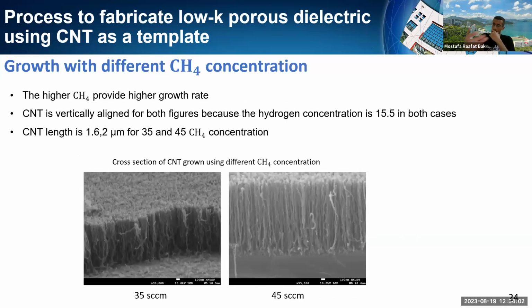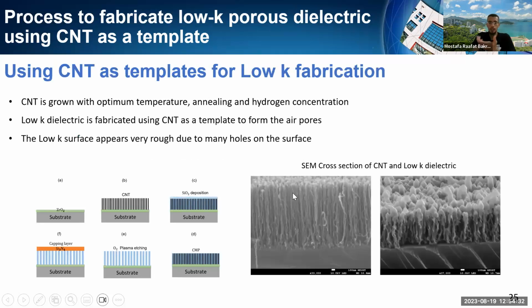And then we use the same ratio, and we grow the CNT at different CH4 concentrations, keeping the same ratio of hydrogen to CH4. We found that both cases have vertically aligned CNT with high quality, but a higher concentration of CH4 gives longer CNT. So finally, we optimized all the process parameters.